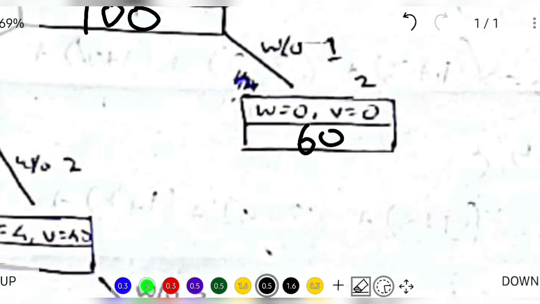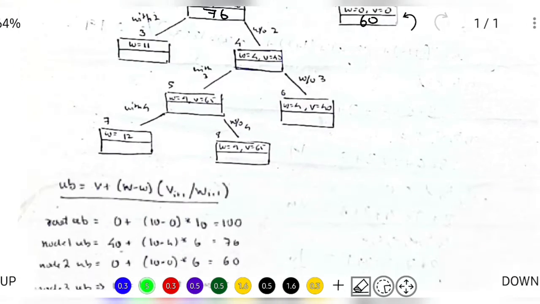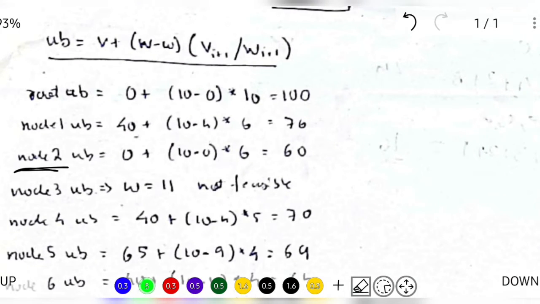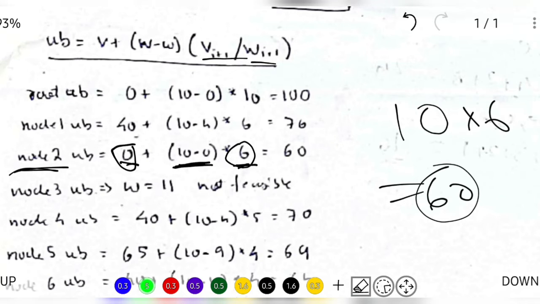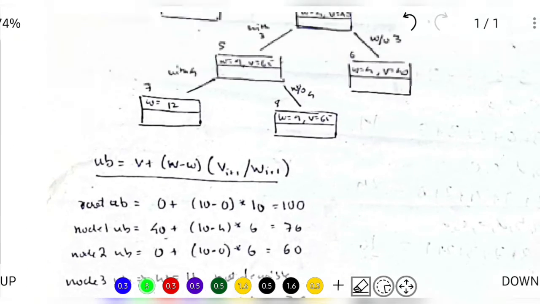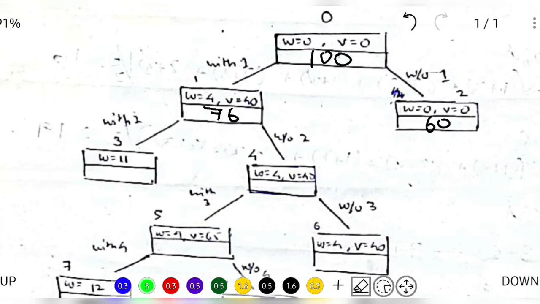If you observe the formula, in the formula also we'll be doing the same thing. See how much value we had initially. Since we have not included object 1, the value was 0, and how much weight is left? 10 minus 0, we have 10 kilograms still left, into what is the value weight ratio of the next object? It's 6. So 10 into 6 is 60. So the maximum profit I can get by including object 2 in the whole container is 60.